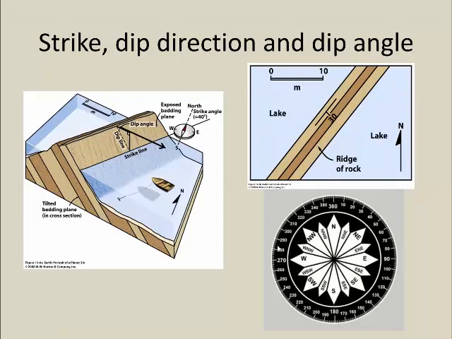So let's go back to material that you have already heard about in your first year courses. Basic things like strike and dip directions and dip angles. You might again recognize this diagram from your undergraduate textbook. It shows here a field situation with an outcrop of a layered sequence shown here as light brown and dark brown, possibly sedimentary layers that are cropping out along a ridge in a lake.